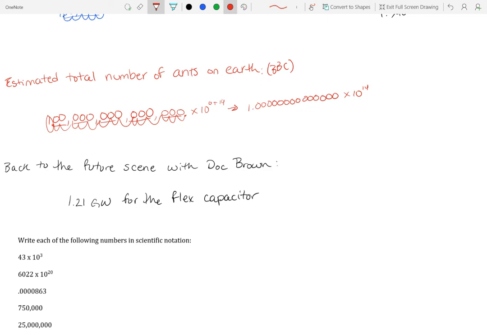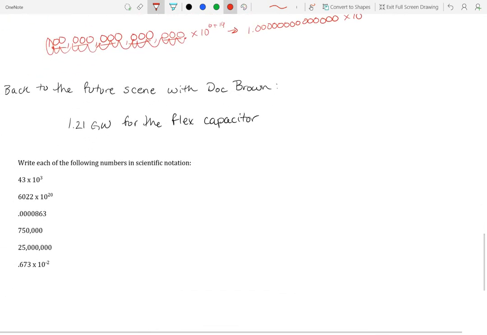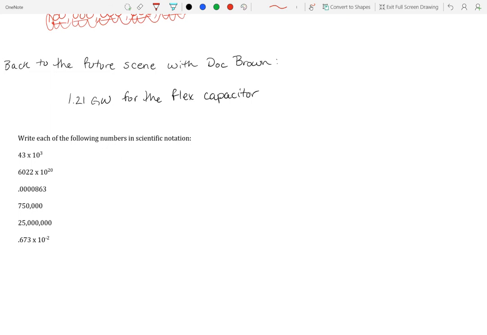Okay? So this last one here, I think it's pretty cool. We saw the scene in Back to the Future where Doc Brown is going crazy because he hears himself in a video saying that he needs 1.21 gigawatts for the flux capacitor, in which he decides to use the energy from a lightning strike on that tower. So let's express this 1.21 gigawatts in actual watts, which is something you might be doing in your physics class or something. Okay?